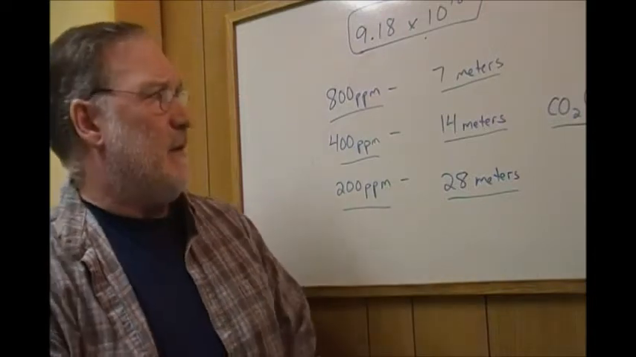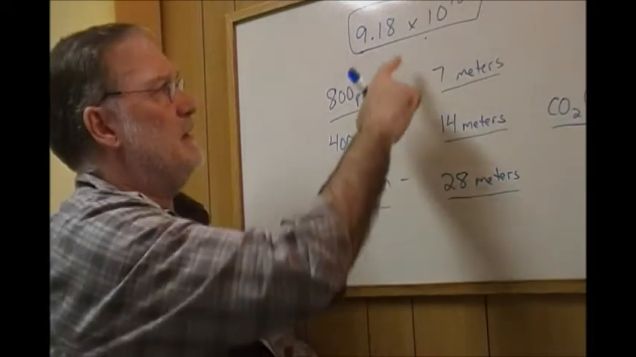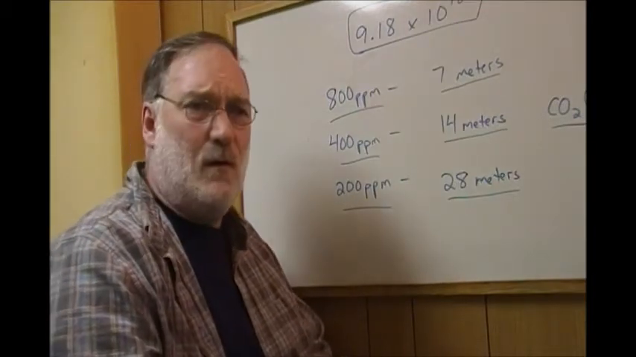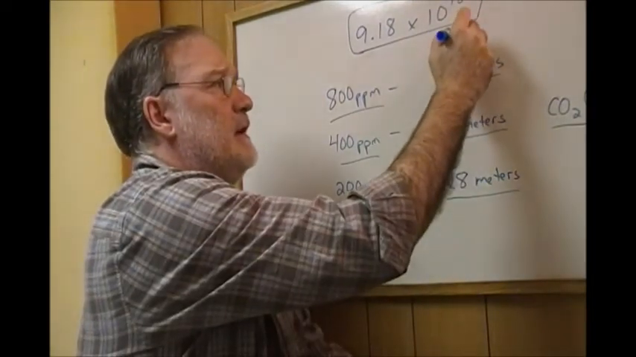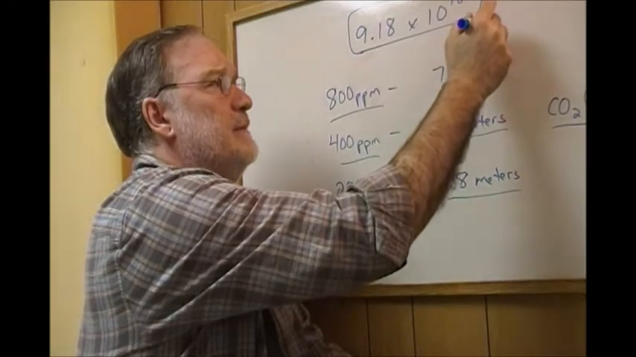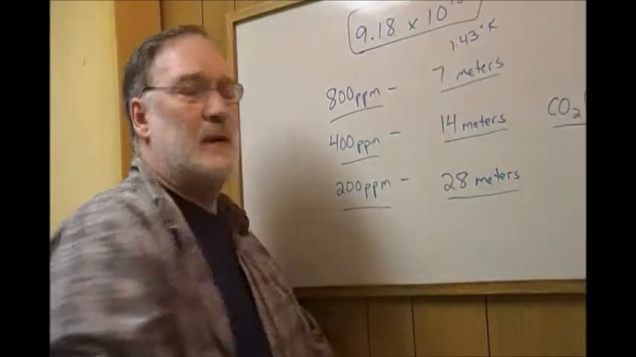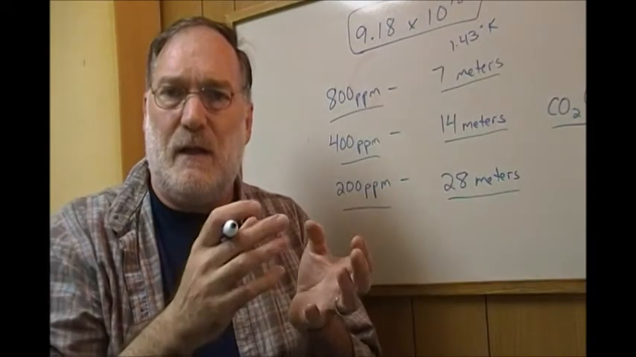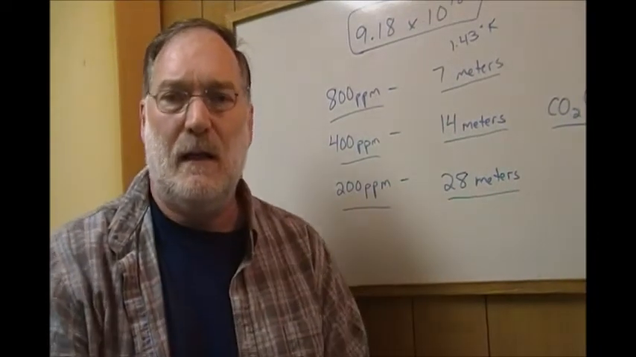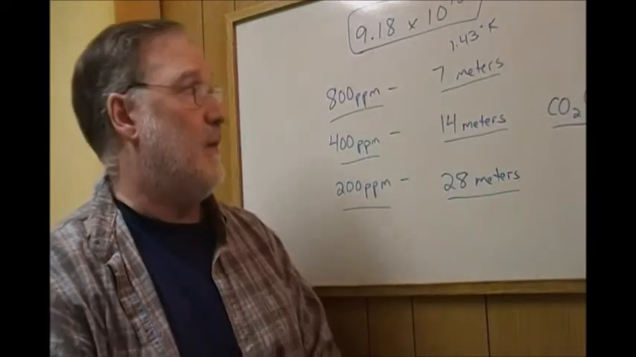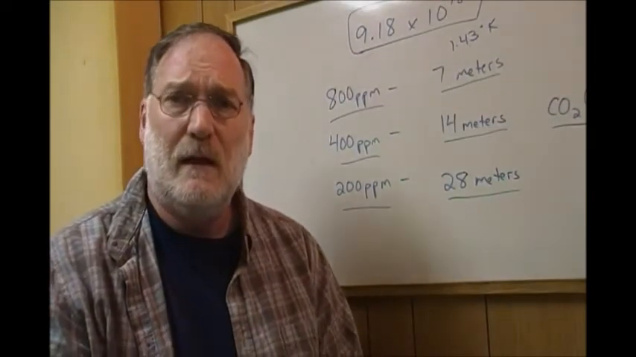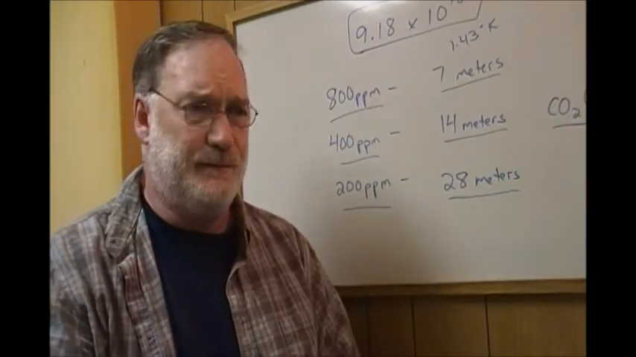The second thing that we want to know is how much do each of these molecules get warmed? Well, each of the molecules gets warmed 1.43 degrees Kelvin. In other words, when a molecule absorbs radiation, it warms up. It gets energy, it increases its vibration, and it warms up. How much does it warm up? Well, 1.43 degrees Kelvin for each molecule as the radiation encounters it.